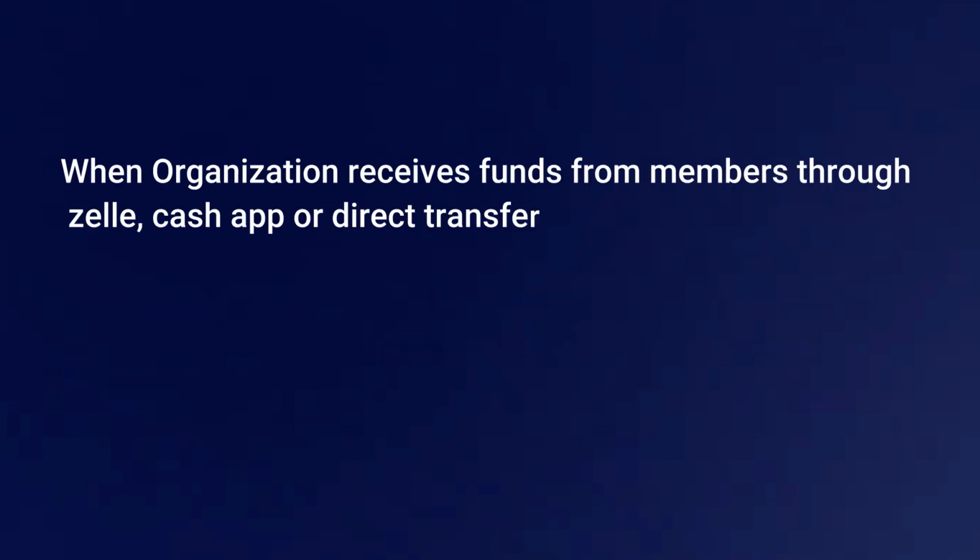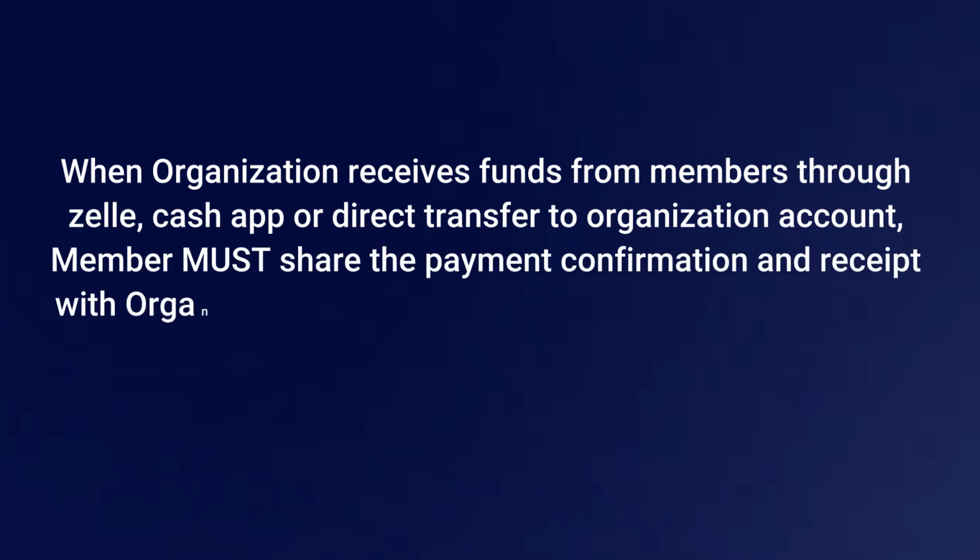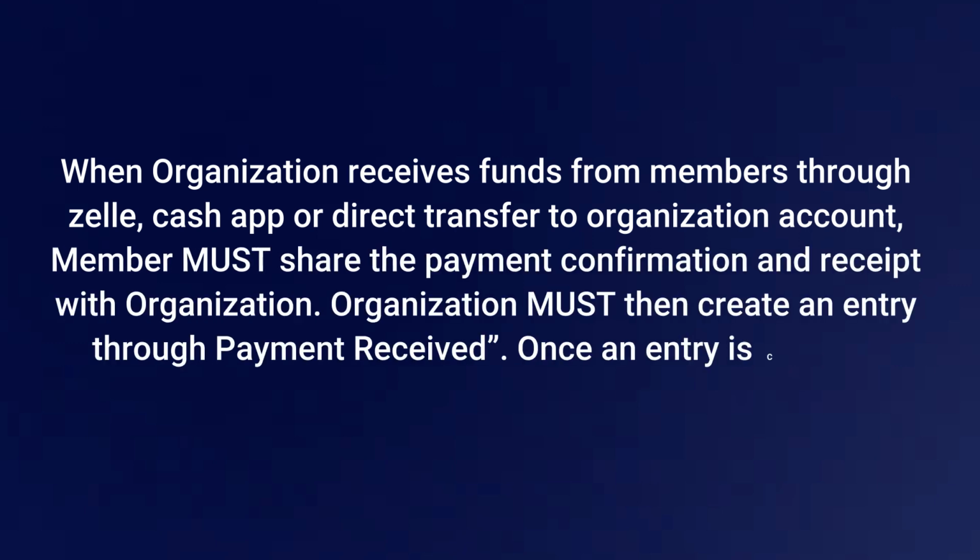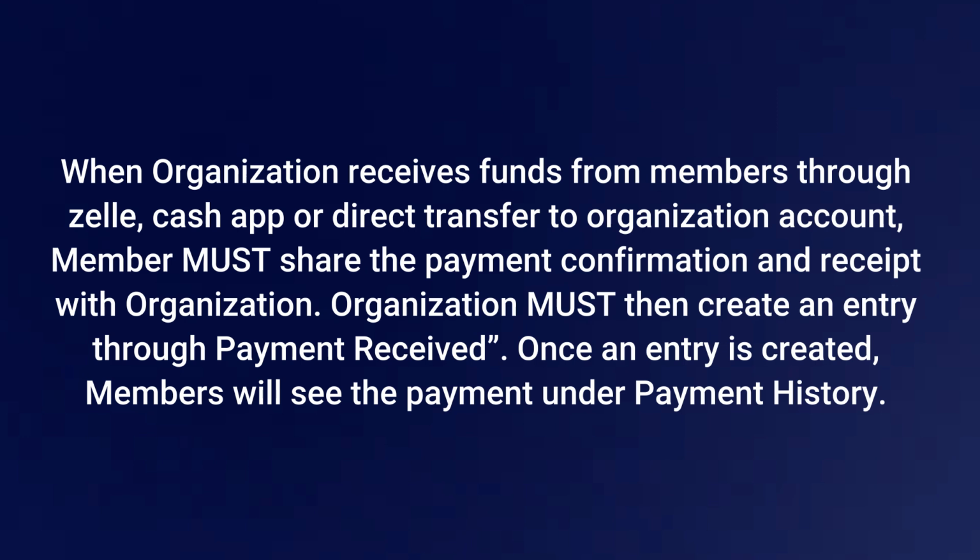13. When the organization receives funds from members through Zelle, Cash App, or direct transfer to the organization account, the member must share the payment confirmation and receipt with the organization. The organization must then create an entry through Payment Received. Once an entry is created, members will see the payment under Payment History.